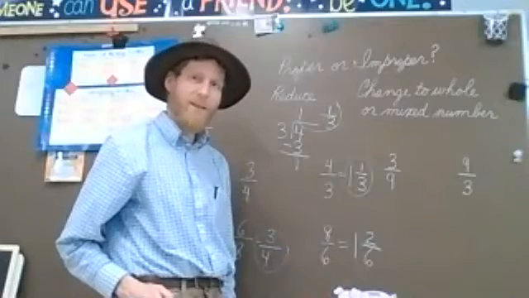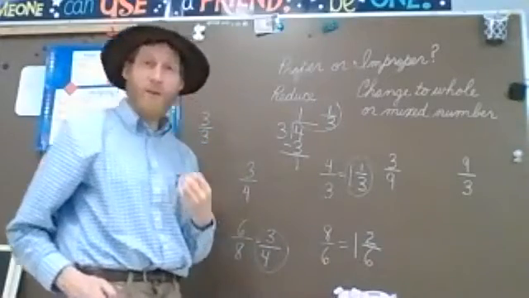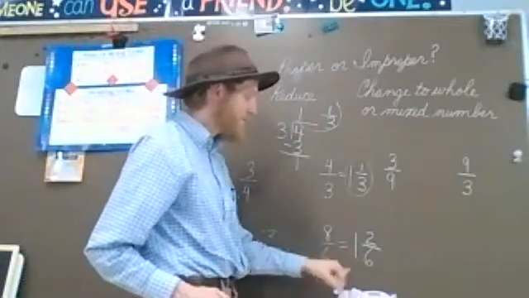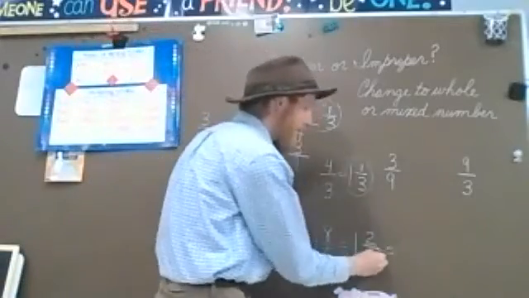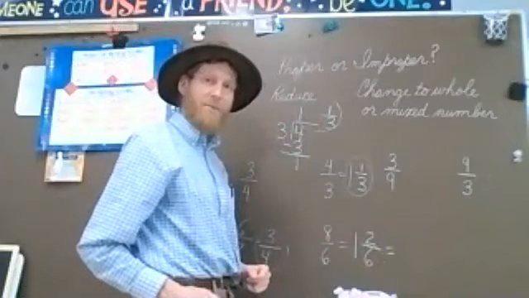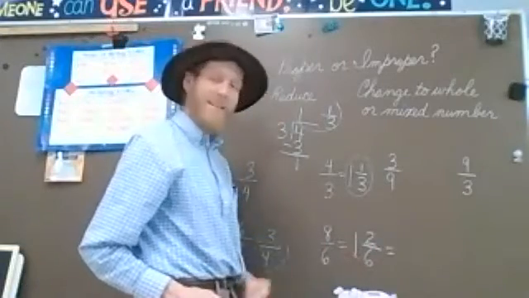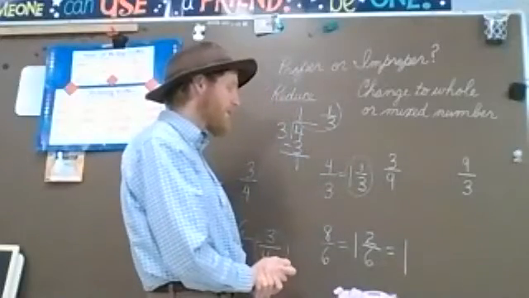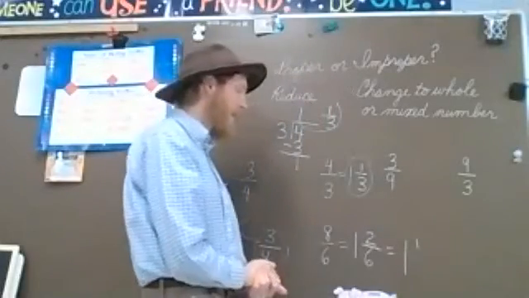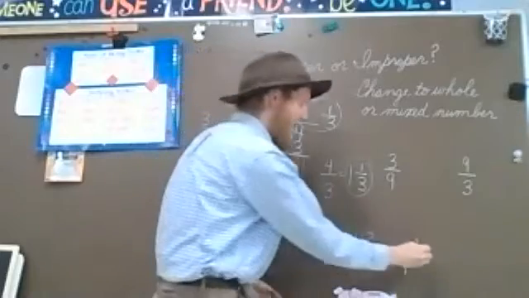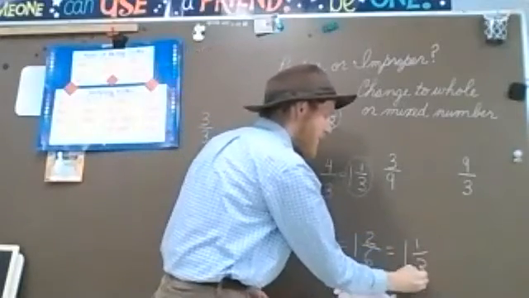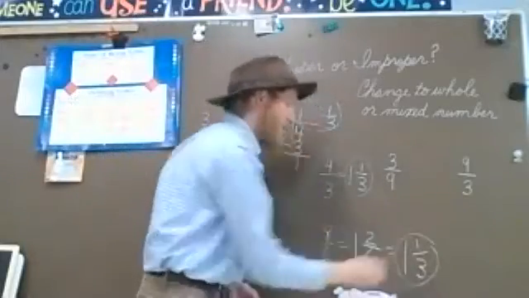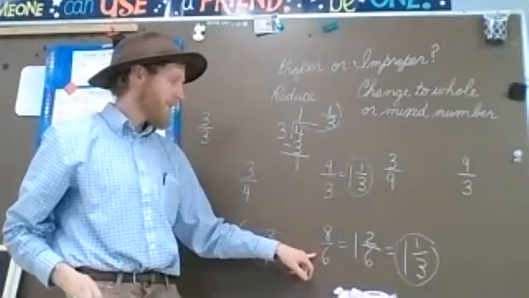reduced all the way? Sometimes we have to reduce our mixed number that we get. And let's look. 1 and 2/6. Or we could also say, can 2 divide into 2? Can 2 go into 6? Yes. So I'm going to rewrite that. 1 and 2 goes into 2 1 time. And 2 goes into 6 3 times. 1 and 1/3 is my mixed number from 8/6, right?